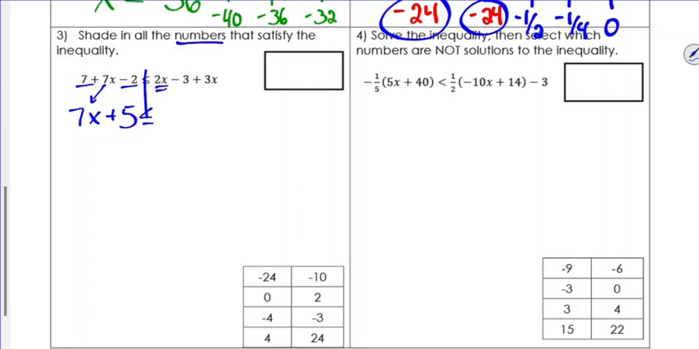On the right side, I have two terms that have an x. Those are like terms. 2x plus 3x is 5x. The minus 3 doesn't have any like term to combine with, so it just stays the same, just as minus 3.